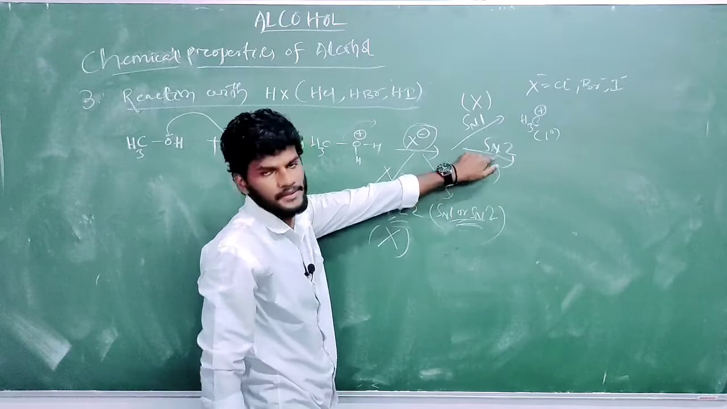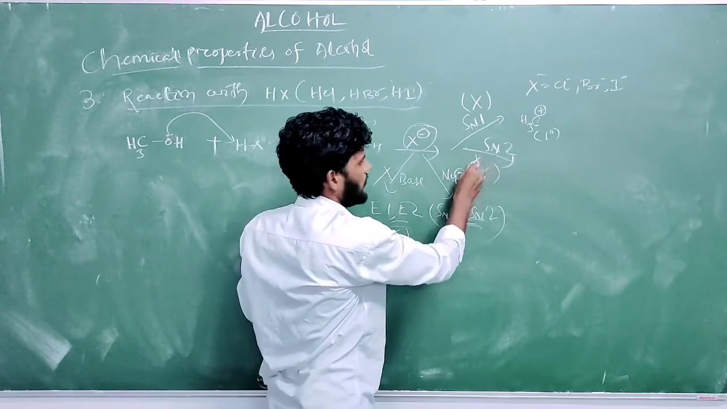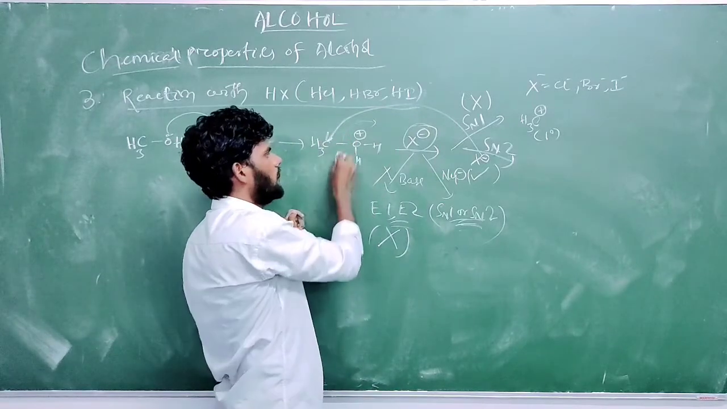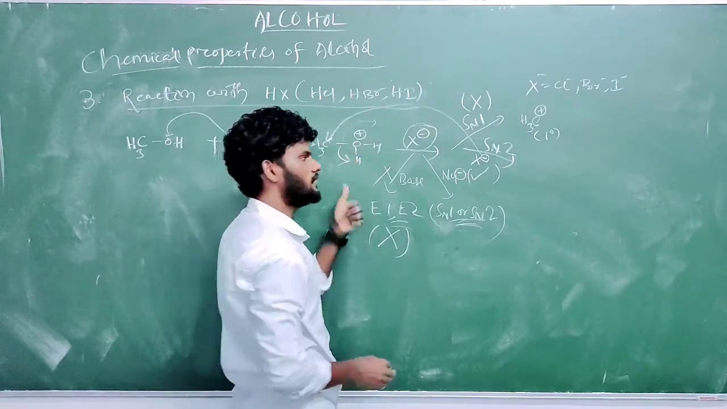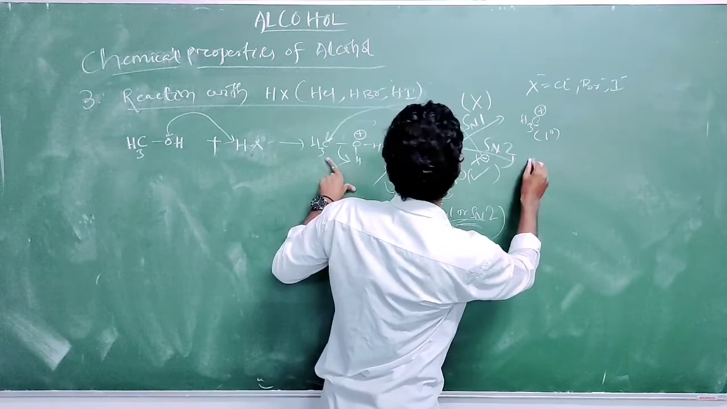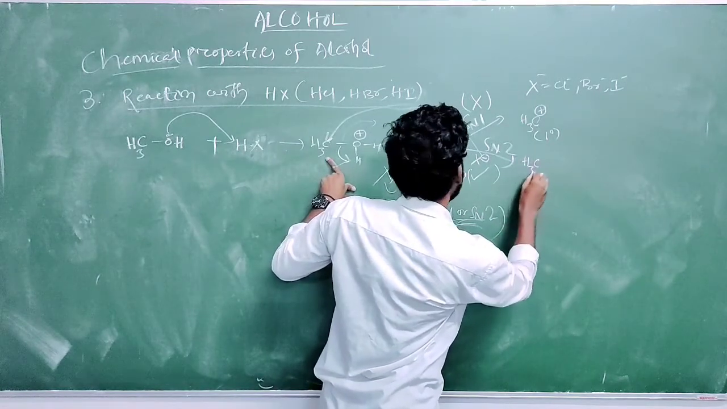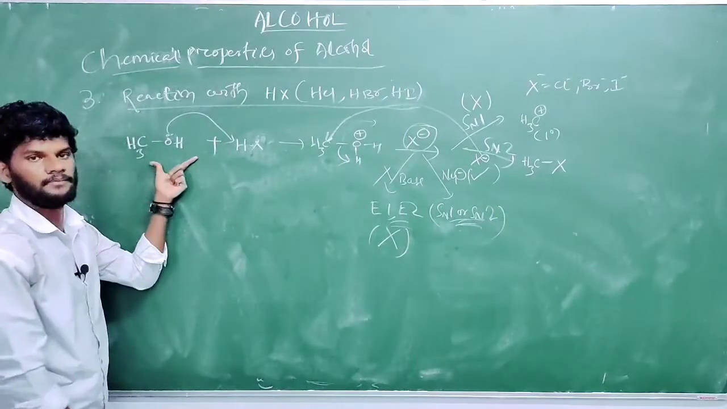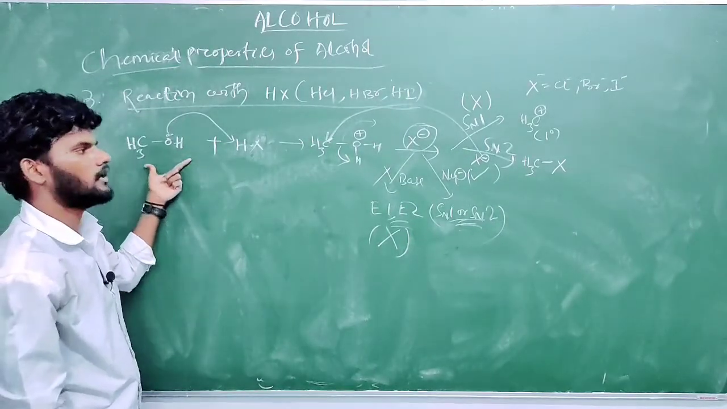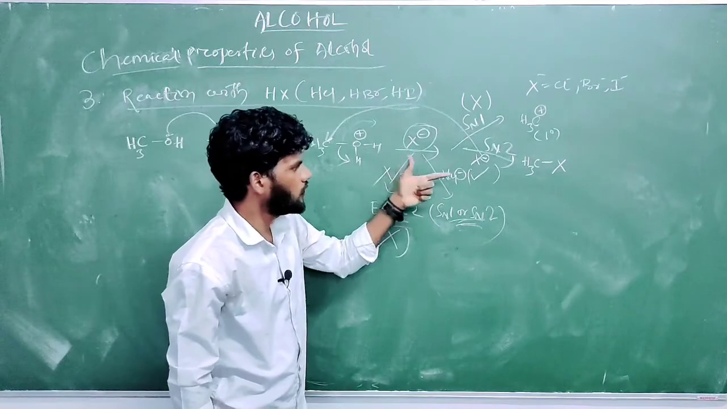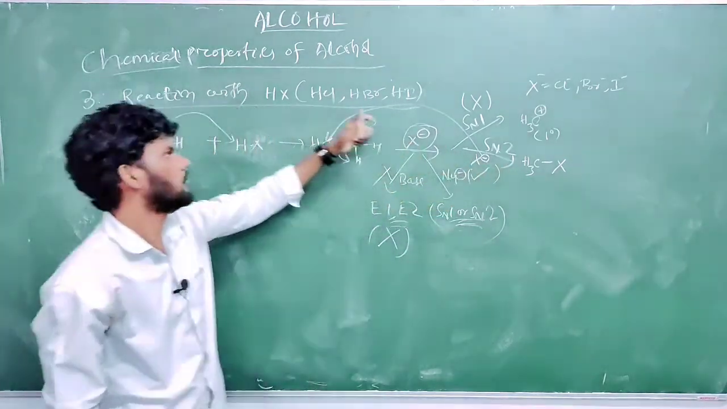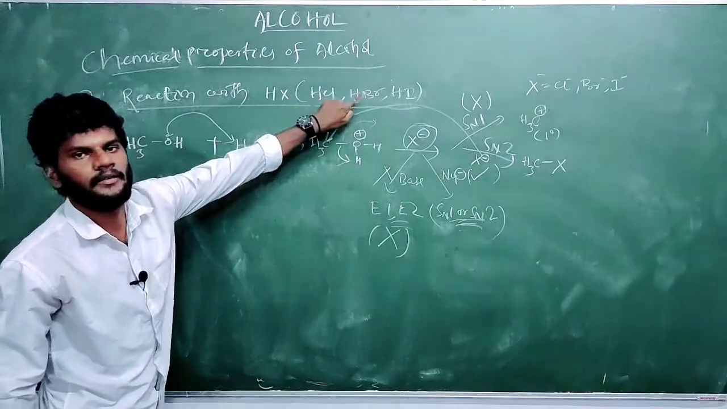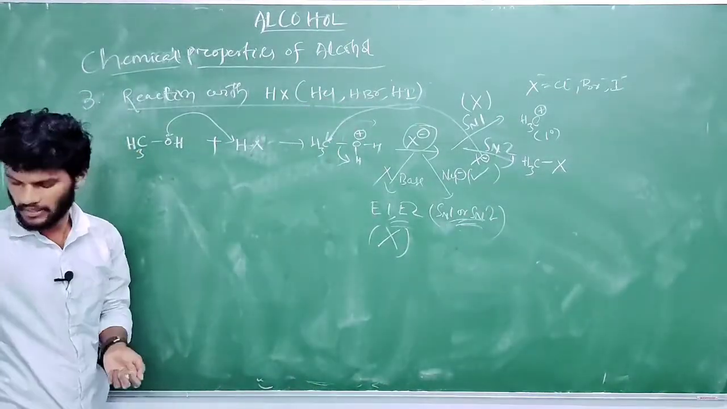Okay, so coming to the SN2 pathway, the nucleophile X minus will simply attack this CH3, and the water group will release in a single step. What will form? CH3X. So the primary alcohol will undergo the SN2 path by reacting with either HCl or HBr or HI. This is the primary alcohol case.